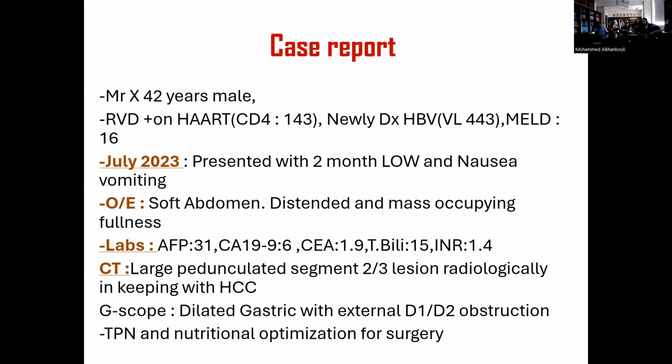Since he presented initially with gastric outlet obstruction, having nausea and vomiting and unable to tolerate anything orally, we did a gastroscopy for him. On gastroscopy, he had a very dilated stomach with external compression of D1 and D2. So we started him on TPN for optimization for surgery.